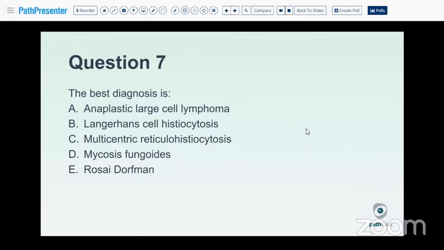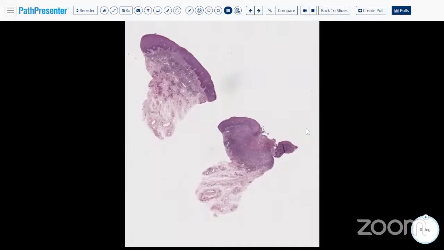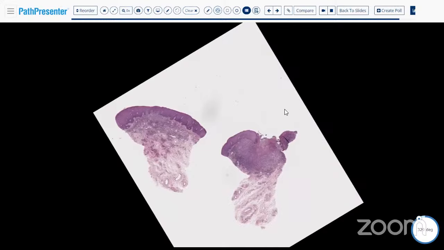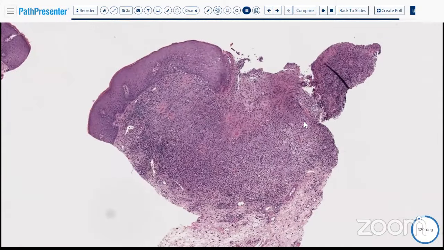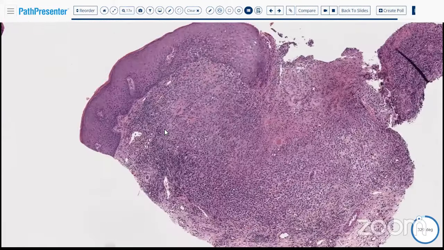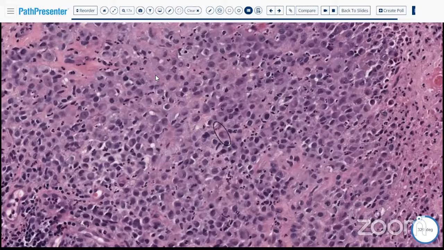Our question number 7, best diagnosis here. In this case, we see an ulcerated epithelium. And as we zoom in, we see a sea of cells in the upper dermis, and they have a pale purple, hazy color to them. Zooming in on those cells with abundant cytoplasm, we see, oh yeah, a lot of those are histiocytes. So it's a sea of histiocytes with background.